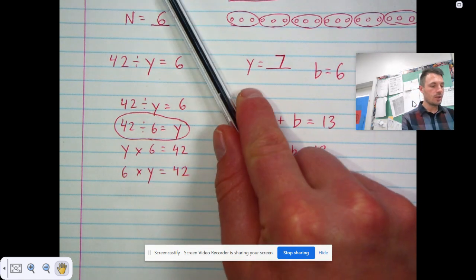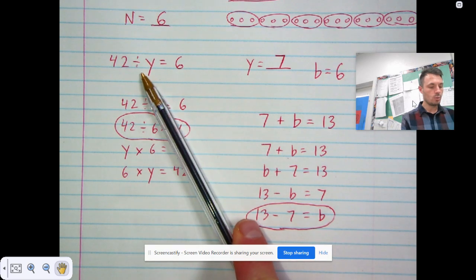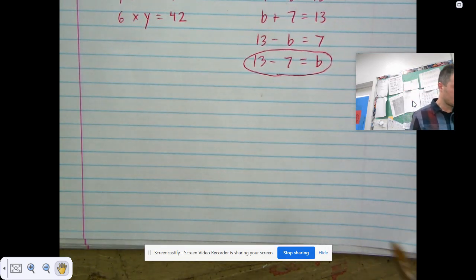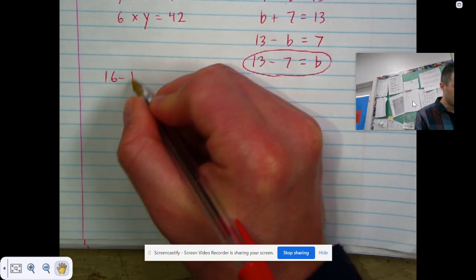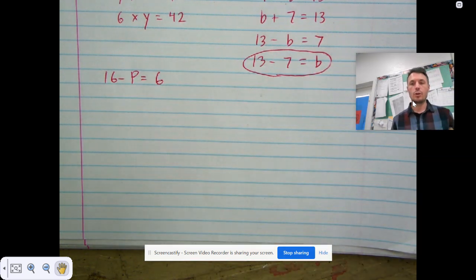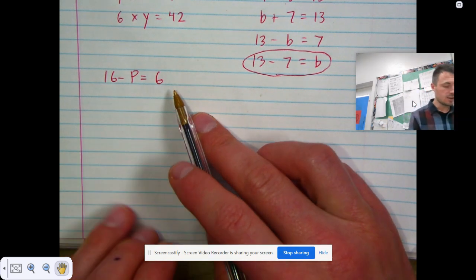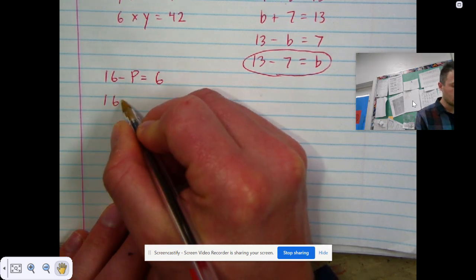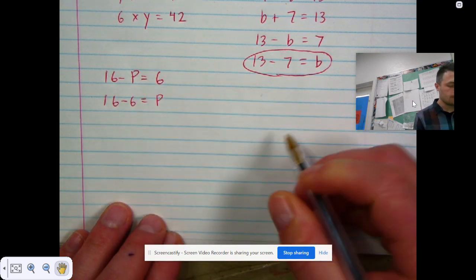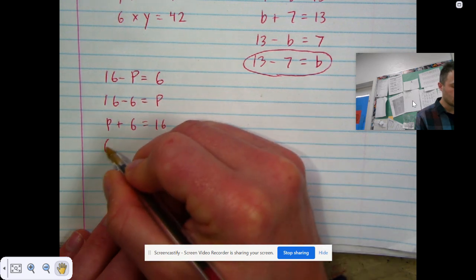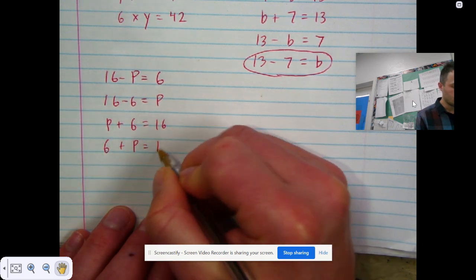Let's see, we've done multiplication, we've done division, we've done addition. We haven't done subtraction yet. Let's do a subtraction problem. Let's do 16 minus p equals 6. And just like fact families work for multiplication and division and addition, they also work for subtraction too, because if it's true that 16 minus p equals 6, it's also true that 16 minus 6 equals p. And it's also true that p plus 6 equals 16, and it's also true that 6 plus p equals 16.